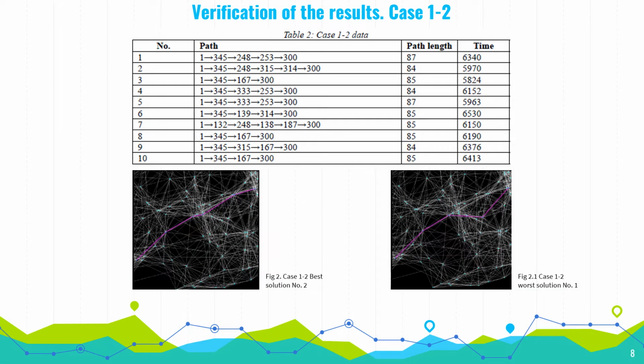Verification of the results in case number 1.2 was that the best solution was solution number 2 with a path length of 84, and the worst case was number 1 with a path length of 87, and in this case also the difference between lengths was only 3 units. So these paths were quite similar from the point of view of the total length, but the paths were also going through different points.